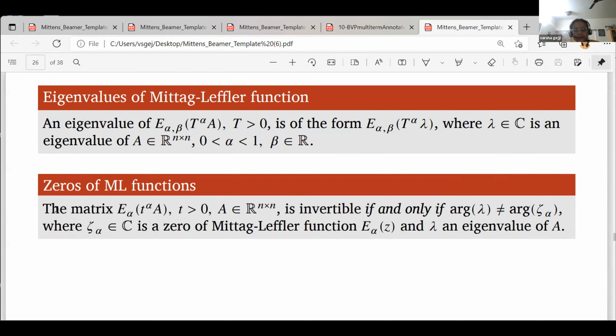Secondly, as I mentioned in the earlier part of this lecture, Mittag-Leffler functions can have zeros. Exponential functions which occur in ordinary differential equations don't have zeros, but Mittag-Leffler functions have zeros, and that plays a crucial role in the dynamics. So the matrix E alpha of T alpha A is invertible if and only if the argument of lambda is not equal to the argument of xi alpha, where xi alpha, which belongs to the complex numbers, is a zero of the Mittag-Leffler function E alpha z, and lambda is an eigenvalue of A. So the zeros of this matrix are related to the zeros of the Mittag-Leffler function E alpha z.